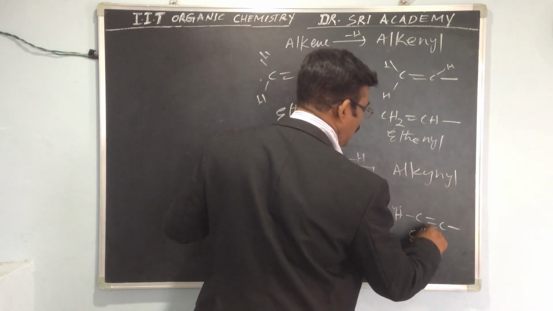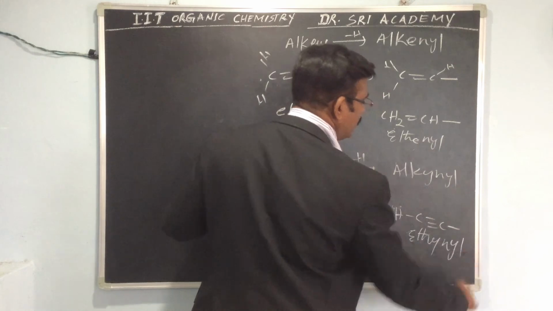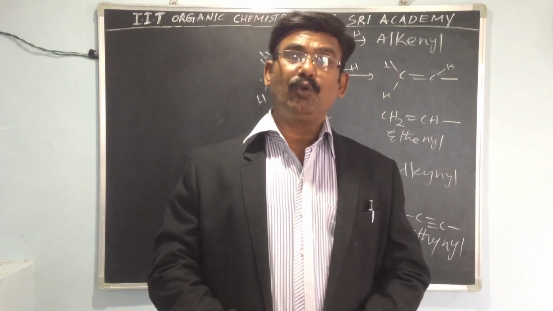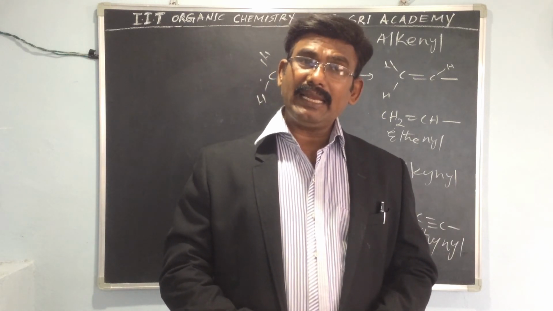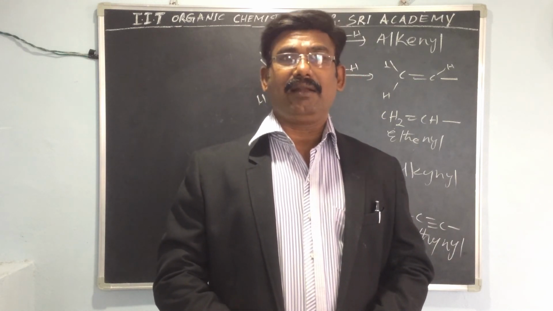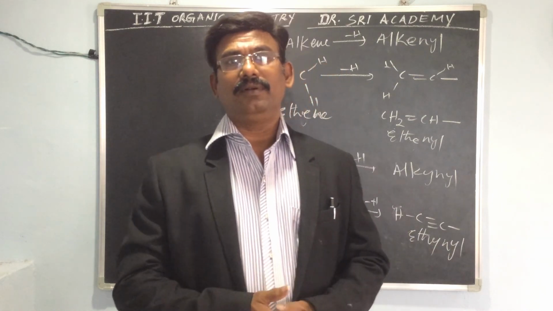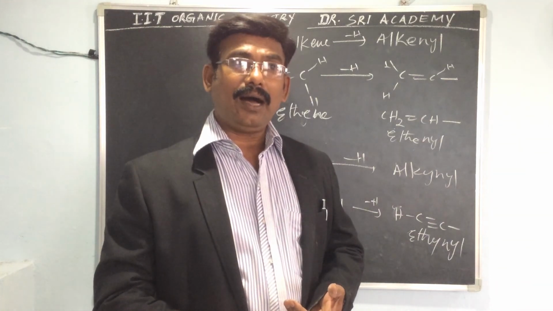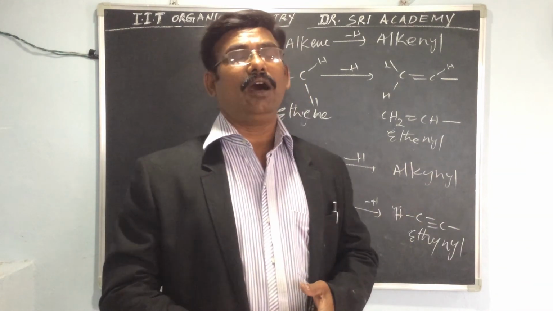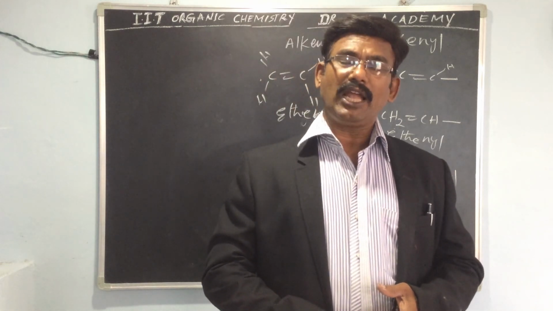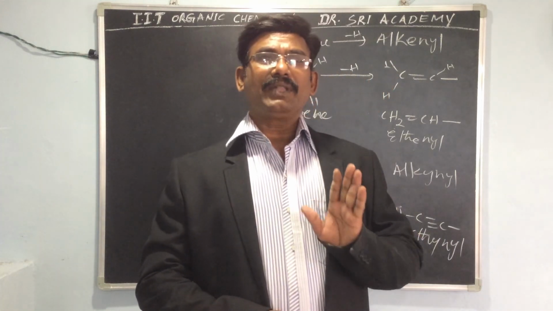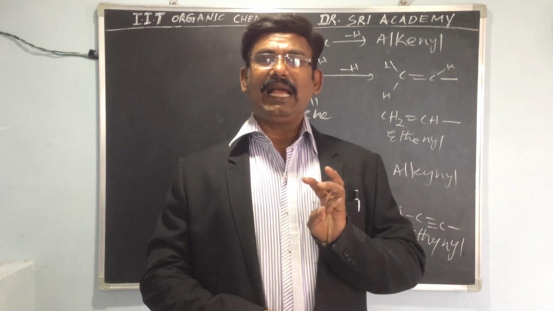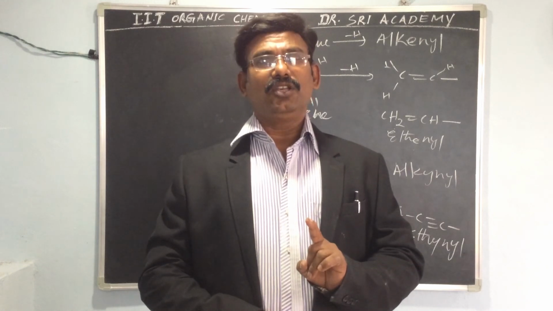So this is about the removal of one hydrogen from an alkane, alkene or alkyne. Different types of groups, the alkyl group, alkenyl group and alkynyl group, are formed. So this is about the alkyl group. We have completed alkane, alkene, alkyne and alkyl.